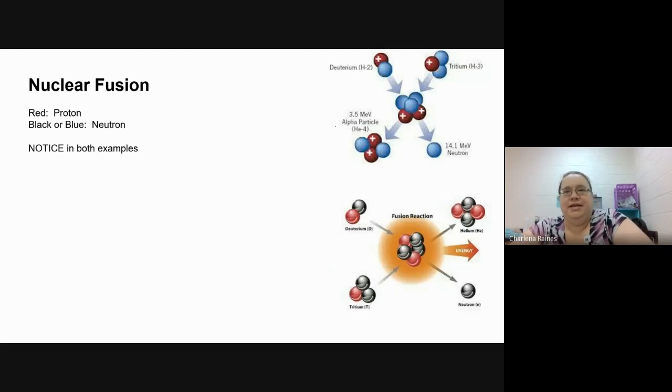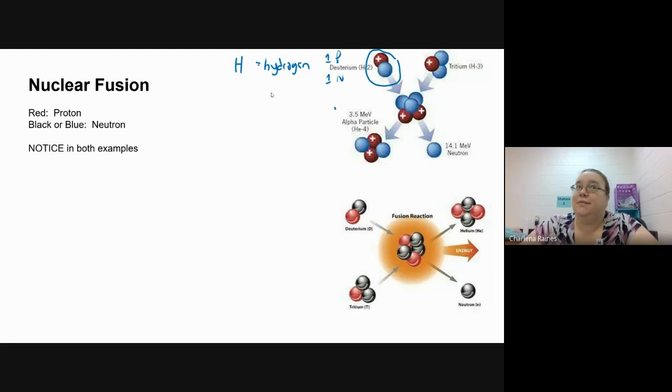So notice in my first example, I've got one proton and one neutron. And I kind of drew a line through it, but this had an H-2. H, hopefully you remember, stands for hydrogen. And that 2 is telling me that it has a mass of 2. It has a mass of 2 because there's one proton, one neutron.